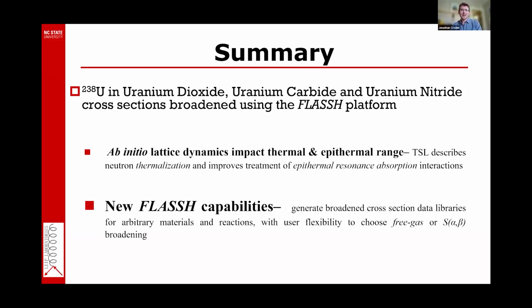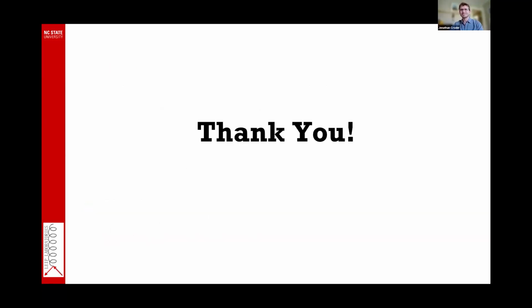Okay. And so in summary, this is some new cool physics that's been streamlined in Flash, and shows the impact of using material specific thermal scattering laws to broaden cross sections in Flash. And this is very user flexible. You can choose free gas or S alpha beta broadening, and it also streamlines generating libraries which can be immediately implemented in reactor physics or criticality calculations. Thanks.